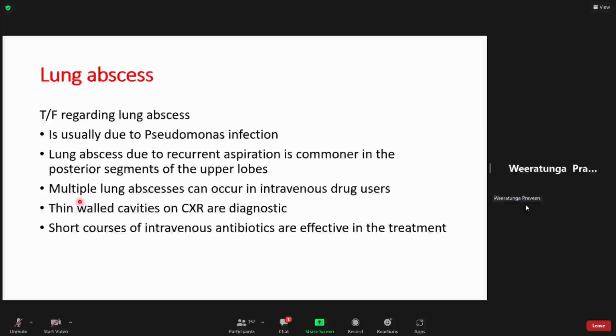Amoebic lung abscesses. Amoeba can cause liver abscesses and lung abscesses. Amoeba is seen when you drink illicit alcohol, like kasippu. So in alcoholics, that is something you can see. The typical appearance of the pus in an amoebic abscess is like apple sauce, a dark brown color.